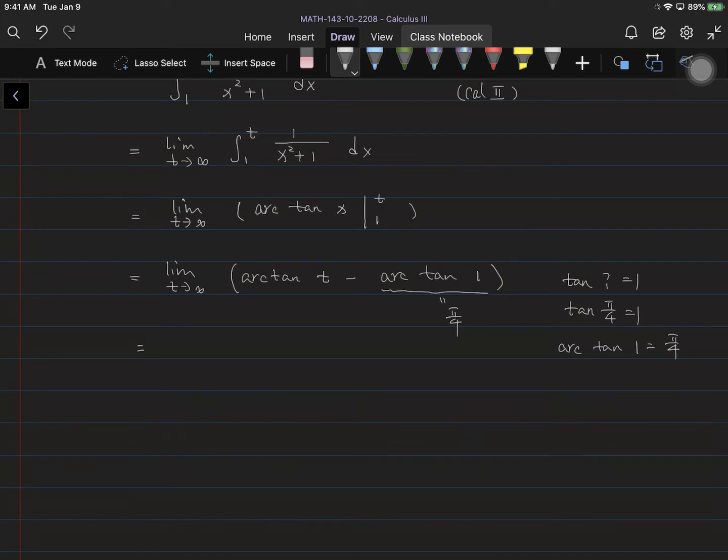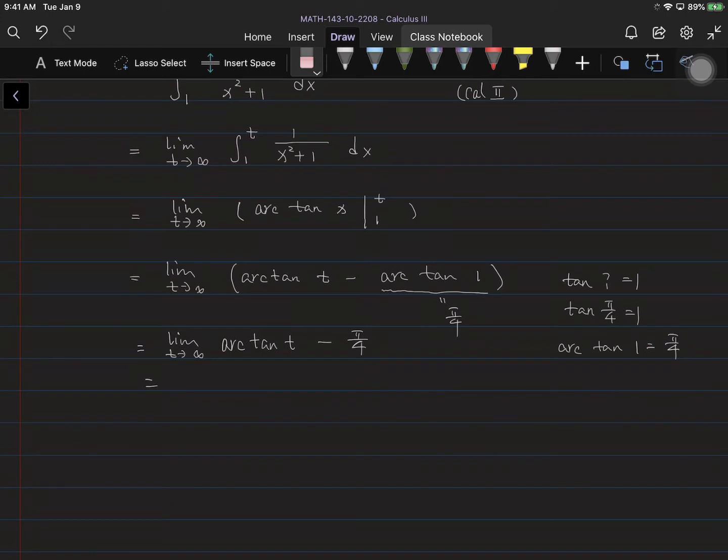Now let's calculate the limit. As t goes to infinity, arc tangent t minus, this is a constant, we can just take the constant out. And here this is like an arc tangent infinity, but we don't write it this way. Let's evaluate what arc tangent infinity is.